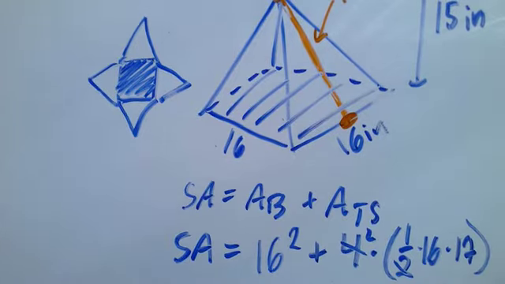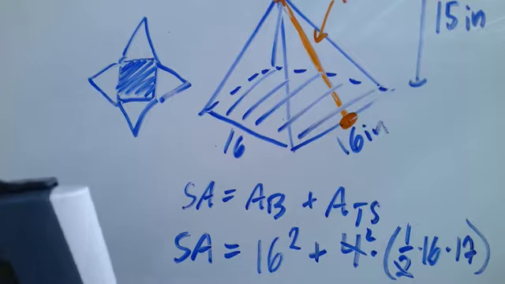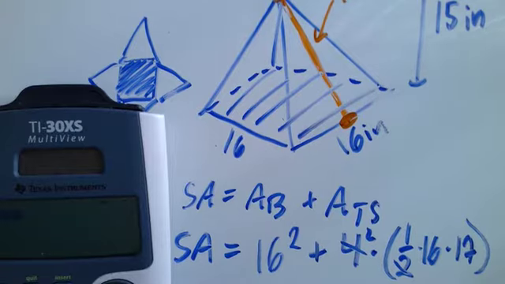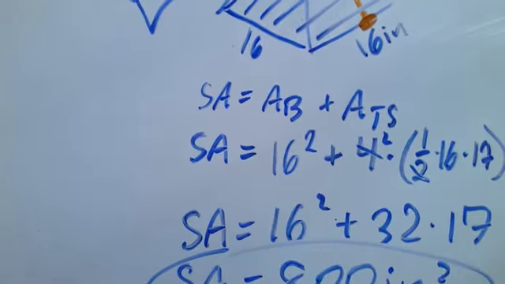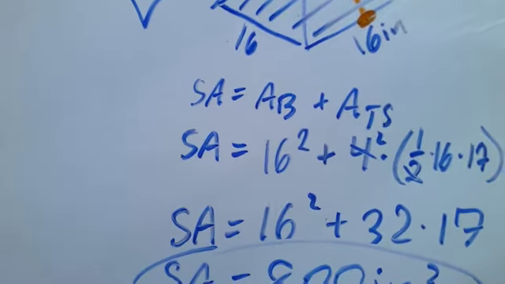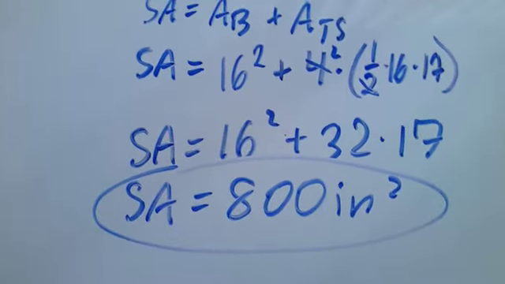And yes, this is not allowed during a test, but of course we can just real quick check if this is right. 16 times 16 plus 32 times 17 gives me actually exactly 800 inches squared. It's kind of cool that, even though they set it up in a somewhat obfuscated way, our answer turns out to be relatively nice. So 800 inches squared is the surface area of that pyramid.